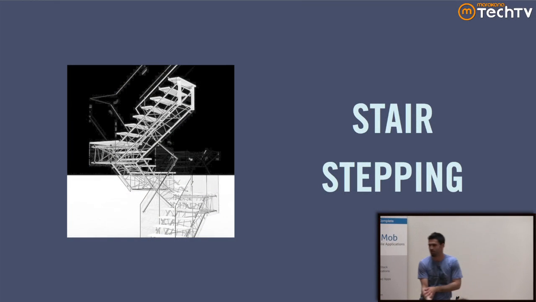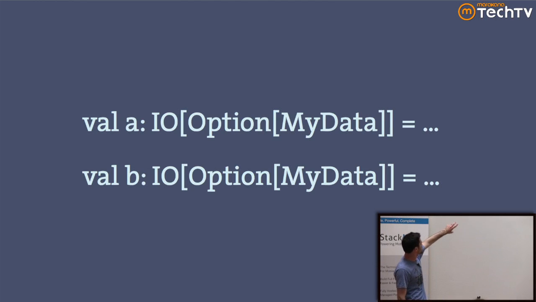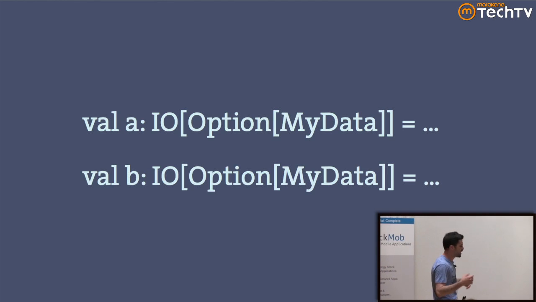So as an example of that, let's say we have a couple values here. Again, we want to get some data out of somewhere. That value may not exist. It takes some side effects to get. And on this myData fictional type, we have this merge method where we can put two of them together and magic happens.